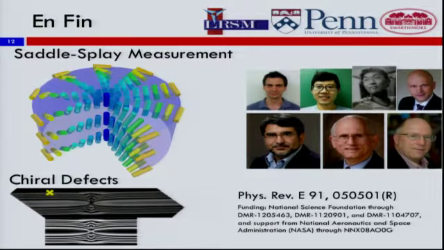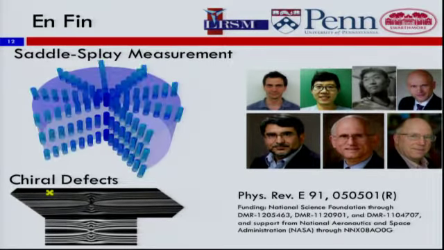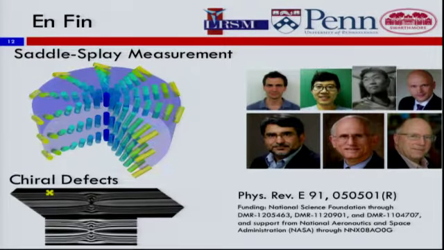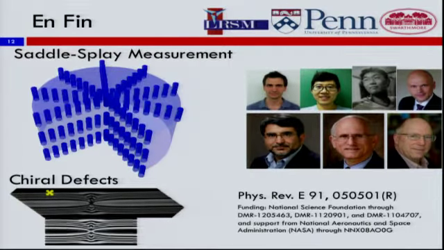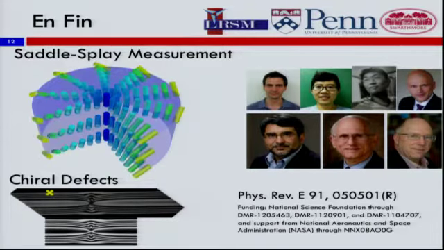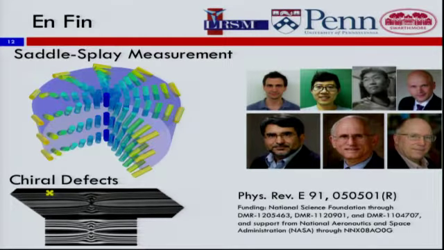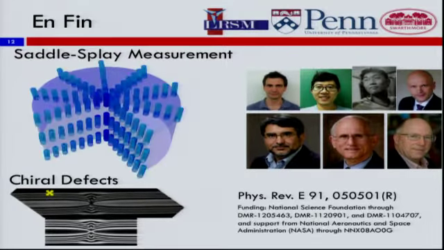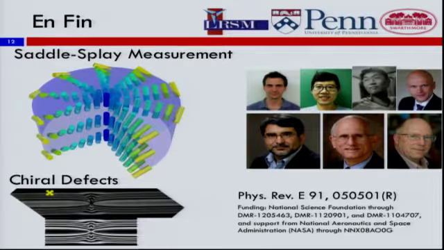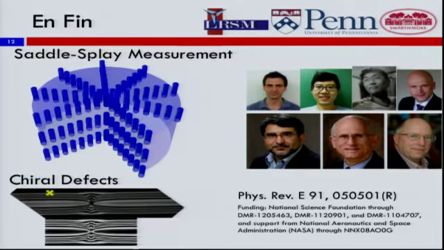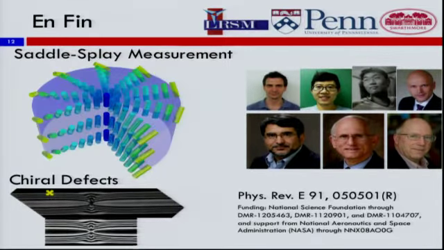We've made what we think is the first measurement of the saddle splay elastic constant in a chromonic liquid crystal. It is large. It's more like the splay and bend elastic constant than the twist elastic constant. And we've seen some new chiral defects in these structures that we think we understand. And so there are the list of the characters.